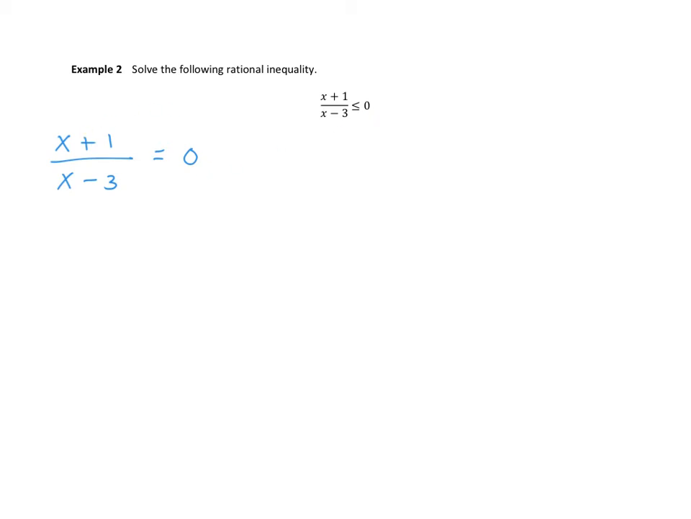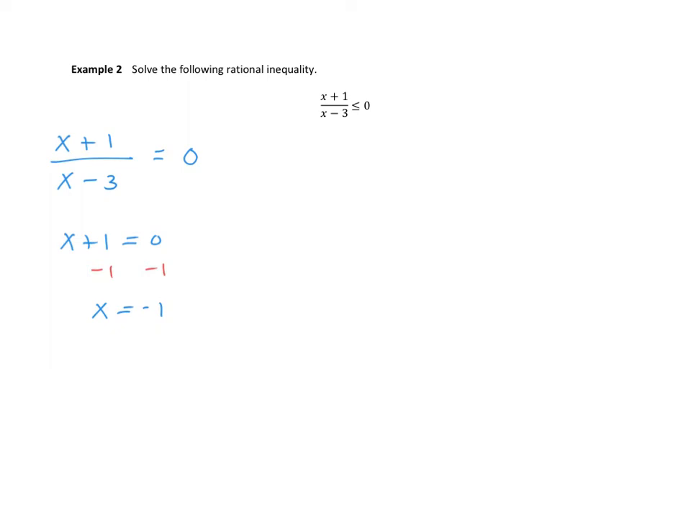And there's exactly one number for which this happens. If the numerator is 0, that is, if x + 1 is 0, that will make the whole fraction 0. And if you subtract 1 from both sides, you get that x is equal to -1. And there's an equal sign here as well, so that's actually part of our answer.